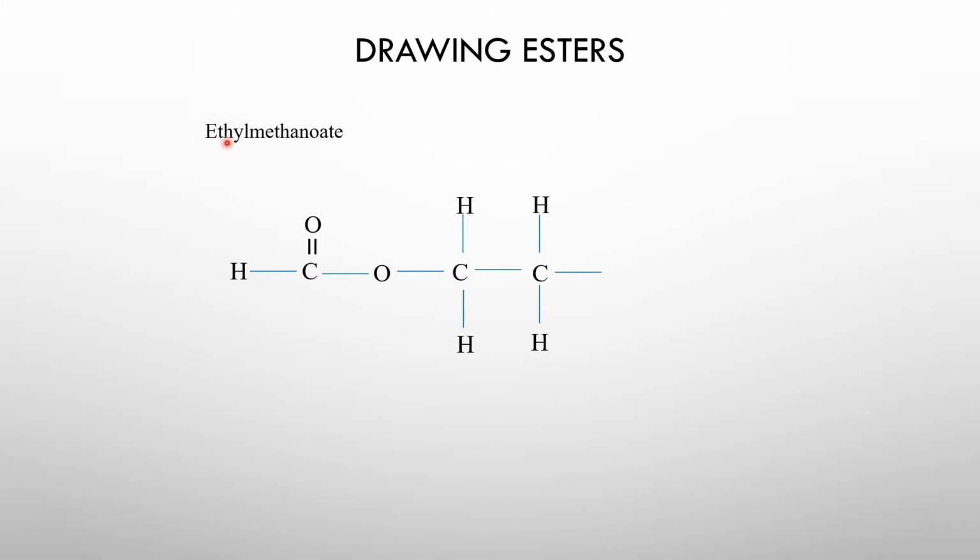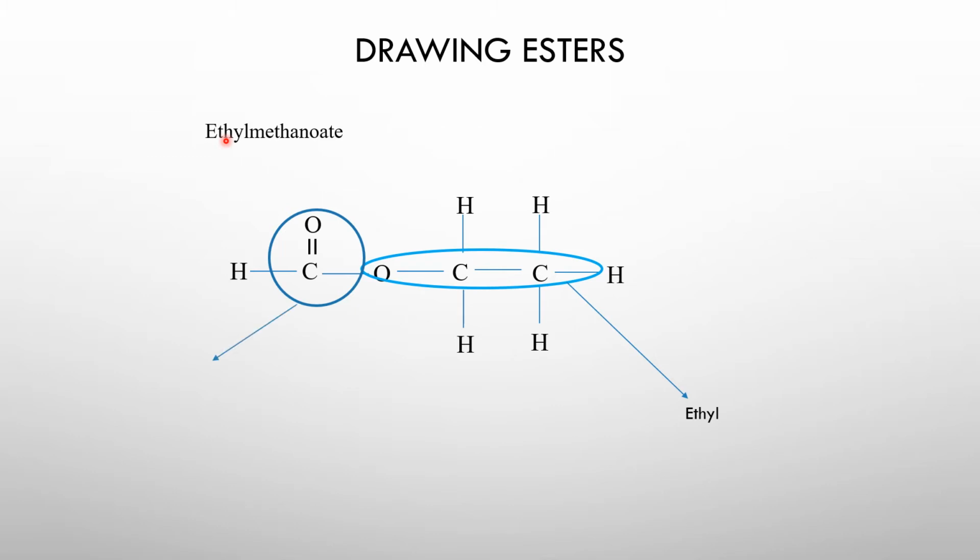So that is your ethyl methanoate. This is the alcohol part, which is the ethyl group coming from ethanol, and that is the acid part, which is coming from methanoic acid. So it is called methanoate. Hence the name ethyl methanoate.